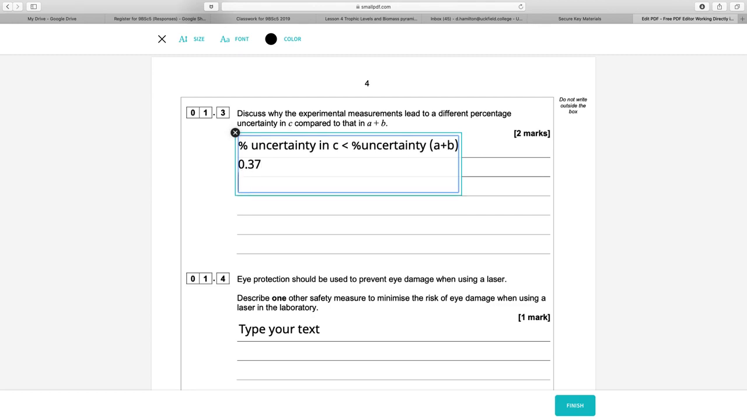The other way you could say it is that C's measurement involves fewer readings than A and B, because you've got two for A and two for B, whereas you've only got two in total for C. There's a third marking point. But that would be the way that I would do it.